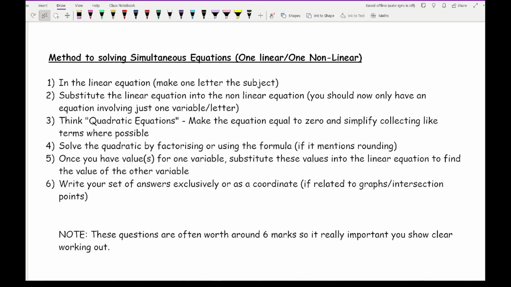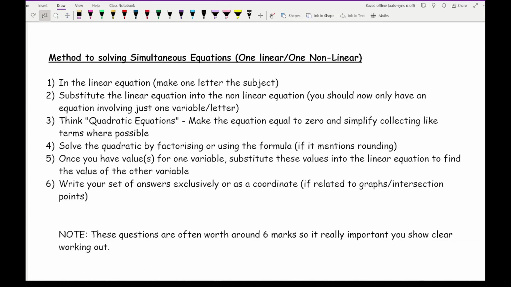So you've got something with a square in there, something with a single x or y, and then a constant in there. That might not always be the case. Maybe the x's might be missing or the constant might be missing, but you should end up with something that looks like that. Then step 4 is to solve the quadratic by either factorizing or by using the quadratic formula.